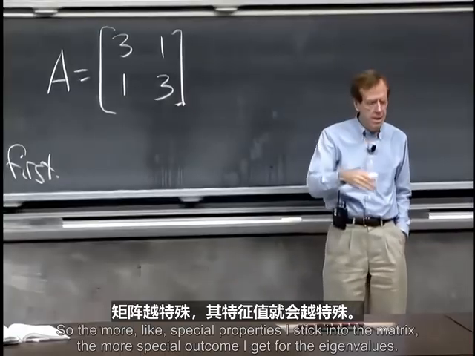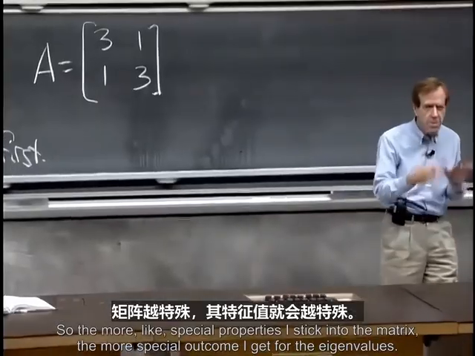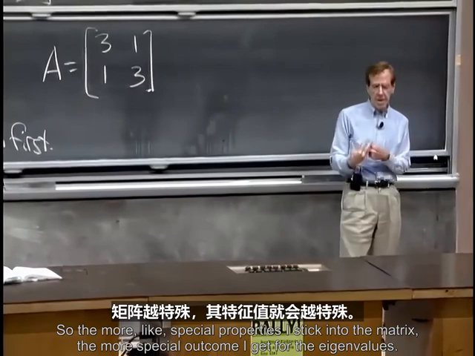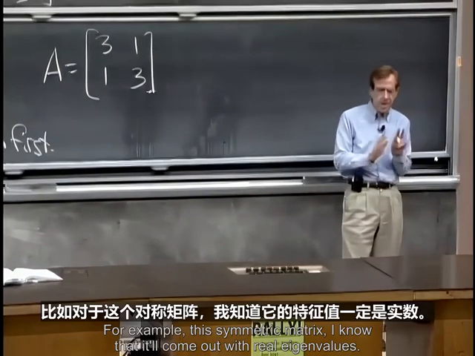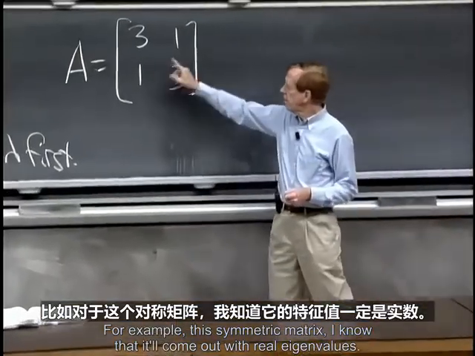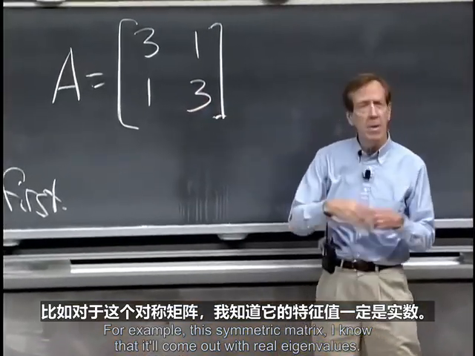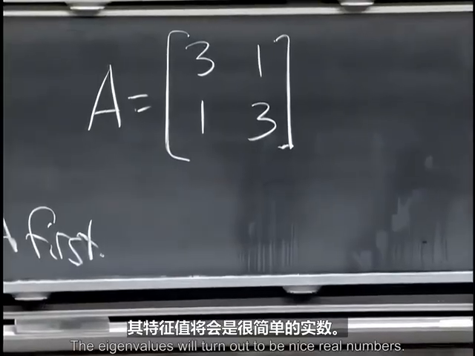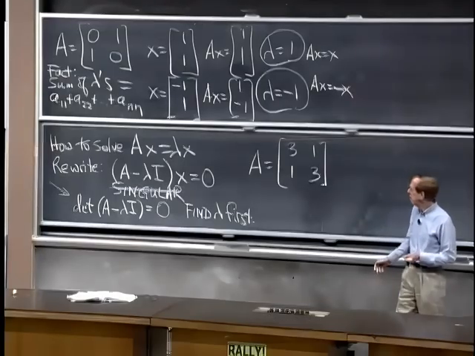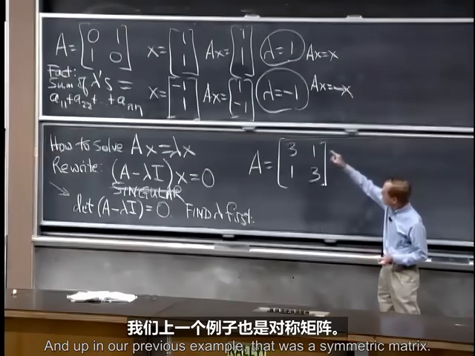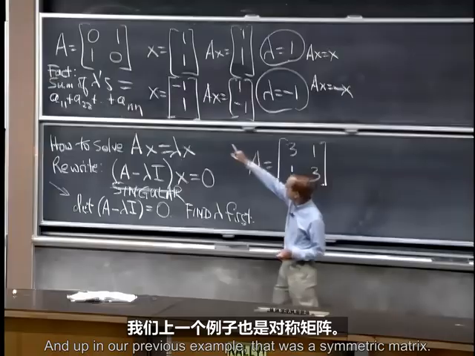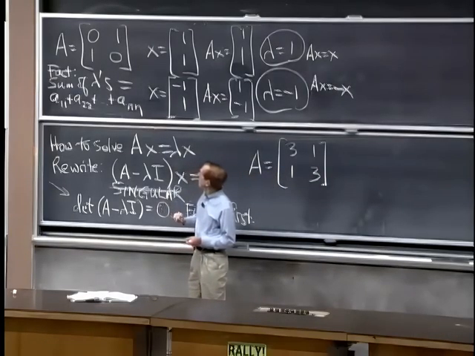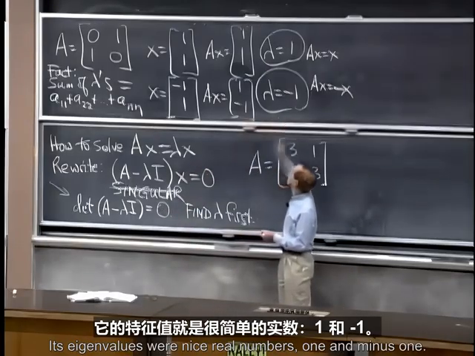So the more special properties I stick into the matrix, the more special outcome I get for the eigenvalues. For example, this symmetric matrix, I know that it'll come out with real eigenvalues. The eigenvalues will turn out to be nice real numbers. And up in our previous example, that was a symmetric matrix. Its eigenvalues were nice real numbers, 1 and minus 1.